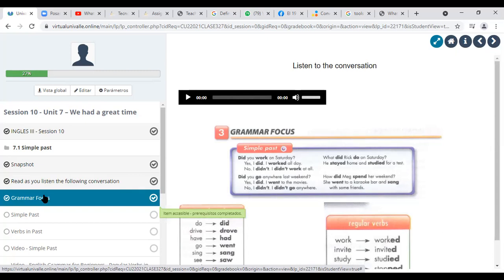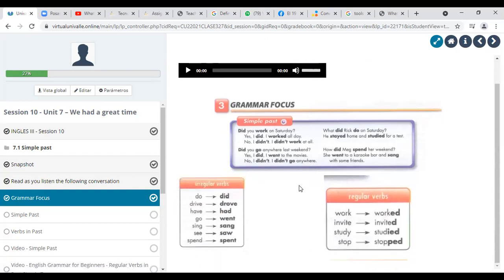For the simple past, we have affirmative, negative, and interrogative statements, right? So we basically have irregular and regular verbs. For regular verbs in English, we're just gonna add -ed at the end. Verbs such as work, worked; invite, invited; study, studied; stop, stopped.